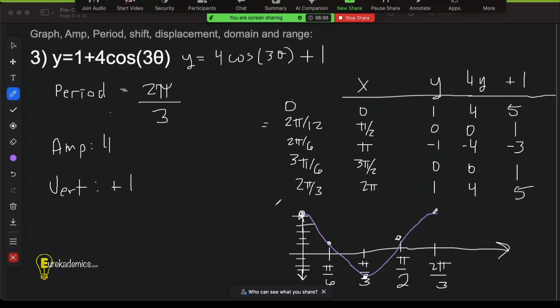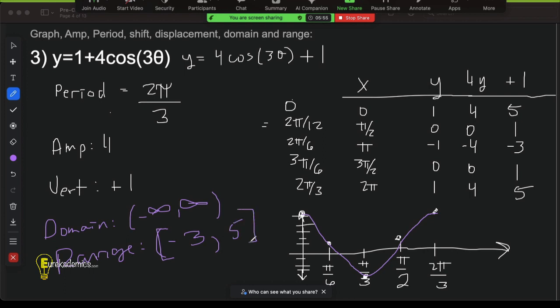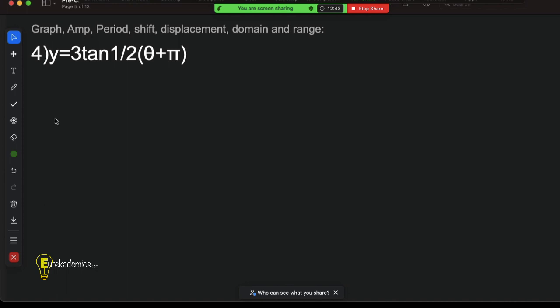Boom. Now let's talk about our domain and range. The domain is still going to be all real numbers. So you would have negative infinity to infinity. And the range of the function oscillates from negative 3, that's going to get a bracket though, up to 5 with a bracket. Good, I hope you enjoyed 3. Let's move on to 4. All right, let's move on to number 4.